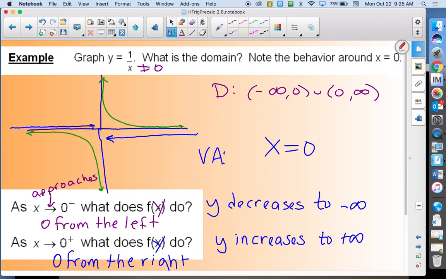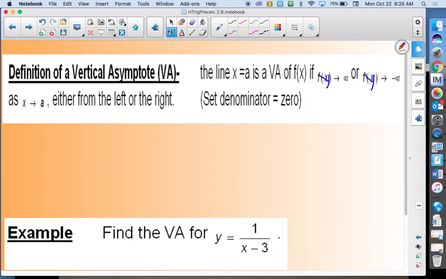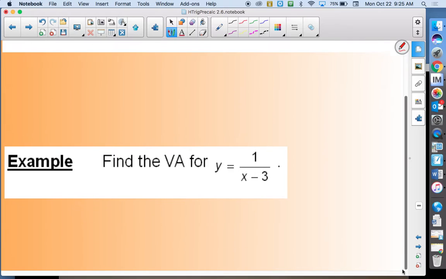See if you can figure out what the vertical asymptote would be for the next example. In a sense, we're setting the denominator equal to 0 instead of not equal to 0 because now we want to know where that asymptote is. So it can't be this number, that's where your asymptote really exists. So the vertical asymptote for 1 over x minus 3 is? X equals 3. So that's where our asymptote would be.